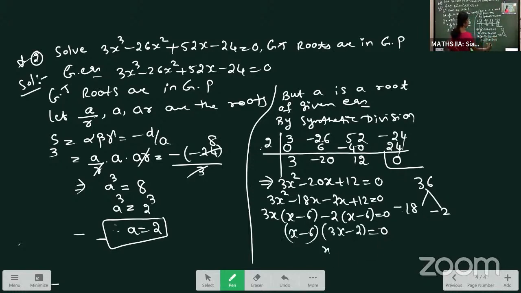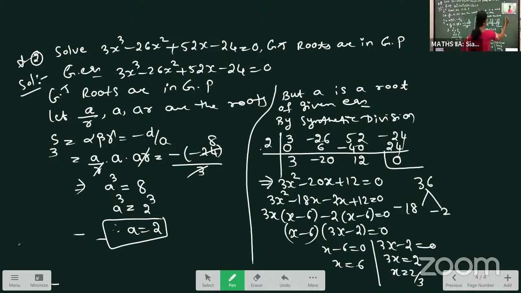One factor, x minus 6 is equal to 0, and the other, 3x minus 2 is equal to 0. So here x is equal to 6, and from 3x is equal to 2, x is equal to 2 by 3. So in total, how many values do we have? Here 2 values, and already we have one more value. Therefore, the solution set.